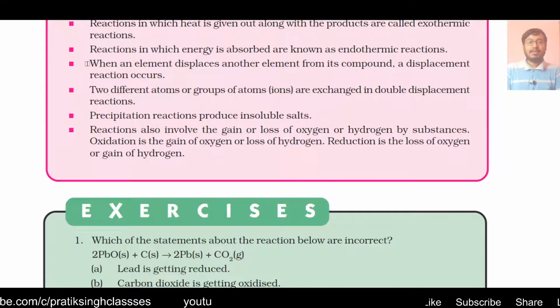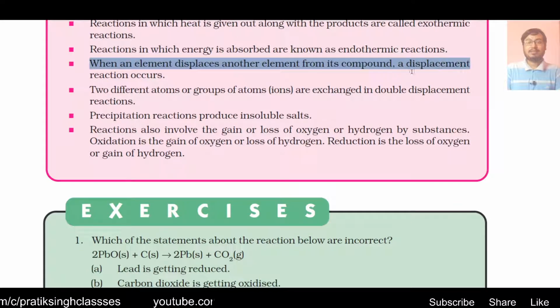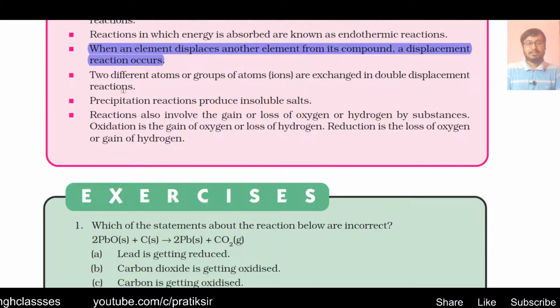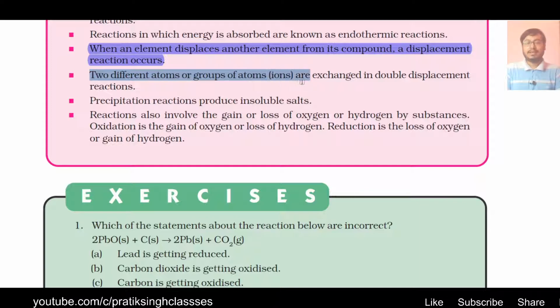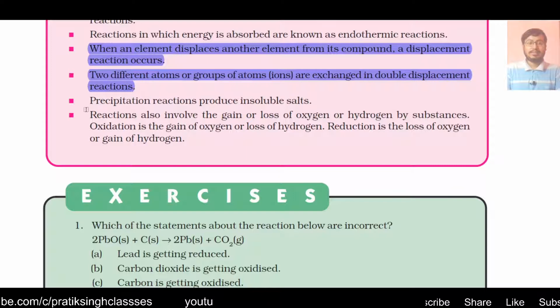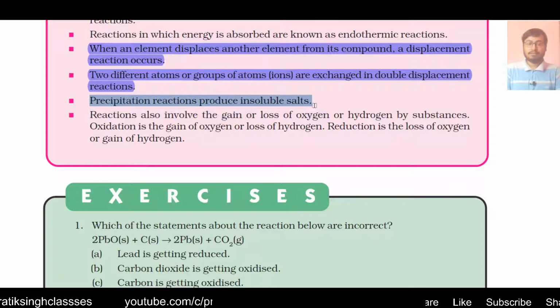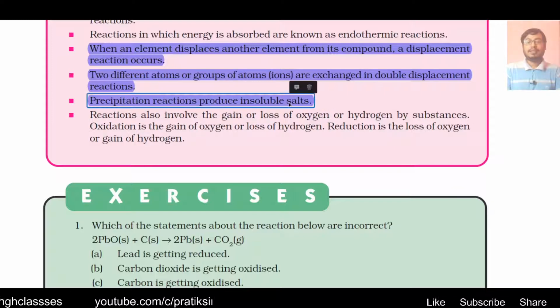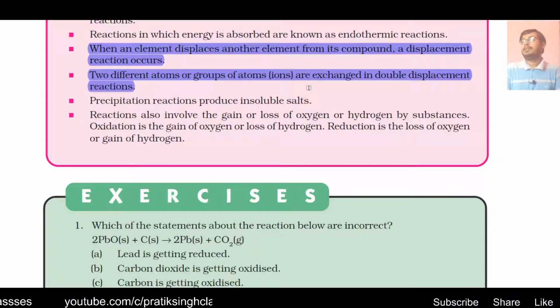When an element displaces another element from its compound, that type of reaction is called a displacement reaction. When atoms or groups of atoms or ions are exchanged, that is called a double decomposition reaction. Precipitation reactions produce insoluble salts. It means when we get a precipitate, it is not soluble in the solution, and that is why it forms a layer like curd at the bottom of the beaker.